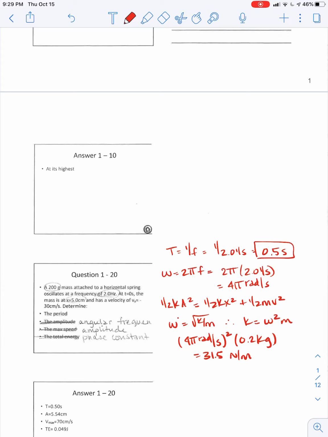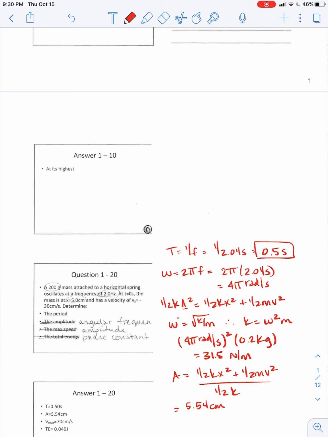And then we can go through and take that information and solve for amplitude right here by rearranging. So if we rearrange this equation, amplitude squared is equal to 1/2 k x squared plus 1/2 m v squared divided by 1/2 k. You can cancel out if you want to, or you can just plug it all in. It'll end up working out the same way. You plug all of that information in and you should get about 5.54 centimeters. So you guys should pause and try to calculate that really quick and make sure that you get that for sure.